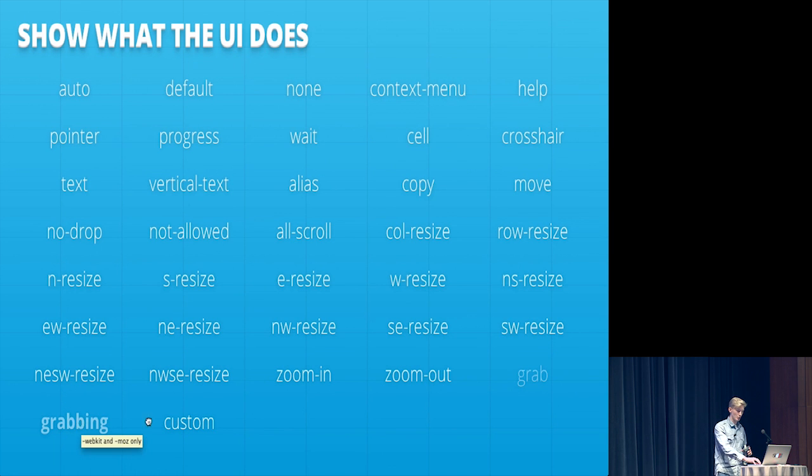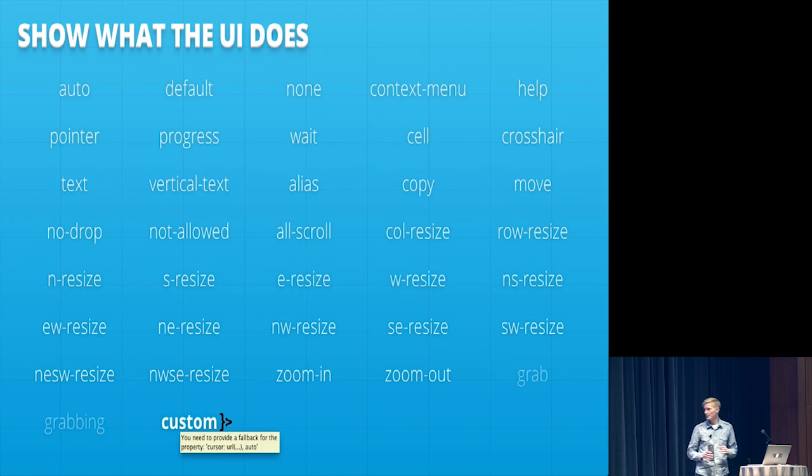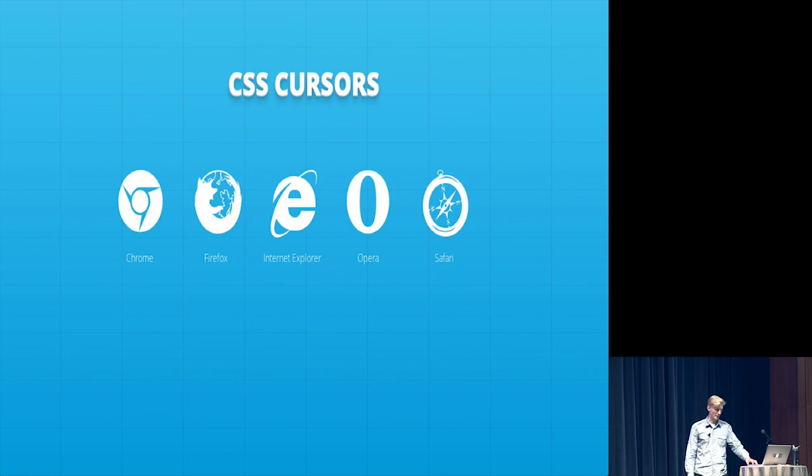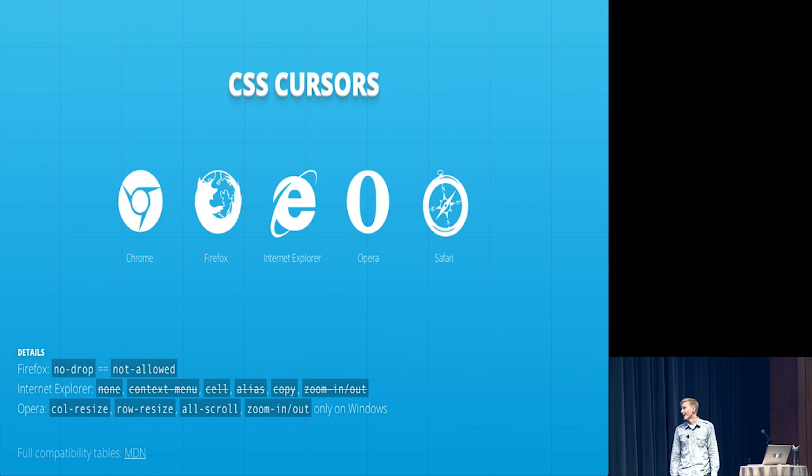And then there's the custom URL, so you can provide an image cursor, and that's very well supported as well. The only thing you need to remember is that you need to provide a fallback for the URL cursor, otherwise it won't show, so you need to specify an auto value after the URL for it to work. And these are also very widely supported, with small exceptions. And Internet Explorer being the bad guy again. But you could use the URL versions for all those that the IE version doesn't support, and just work around it.